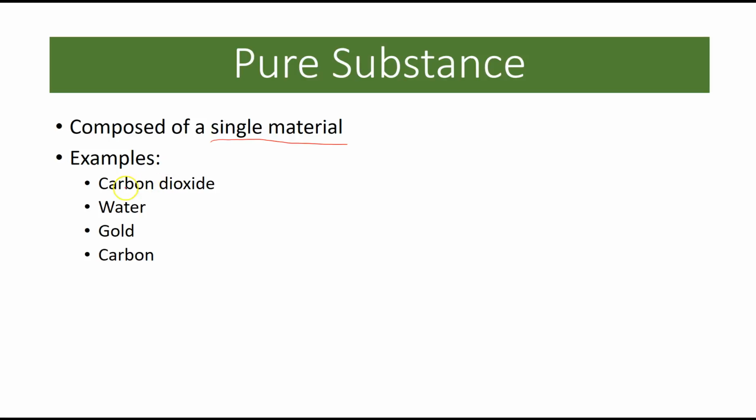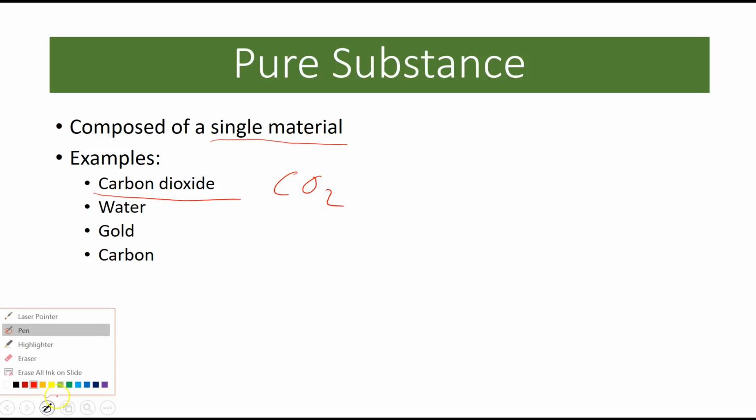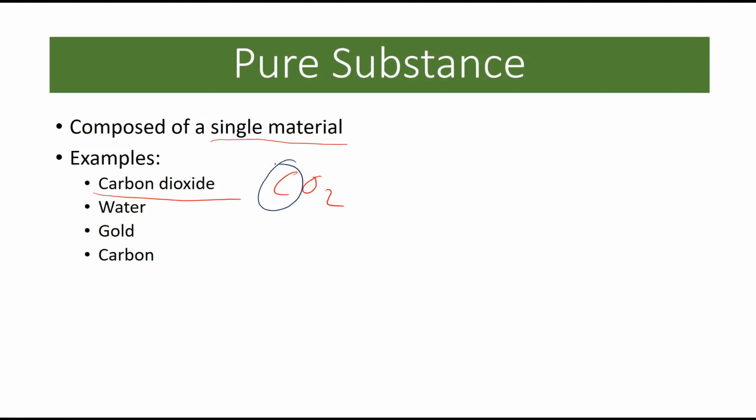So for example, carbon dioxide. Now carbon dioxide, or CO2, as you will notice, is composed of both carbon and oxygen. So you may be wondering then, why is that a pure substance? That looks like two substances. But in this case, we have carbon atoms bonded to oxygen atoms. And by bonding those chemically, what we're creating is a single material, even though it's composed of two different elements.